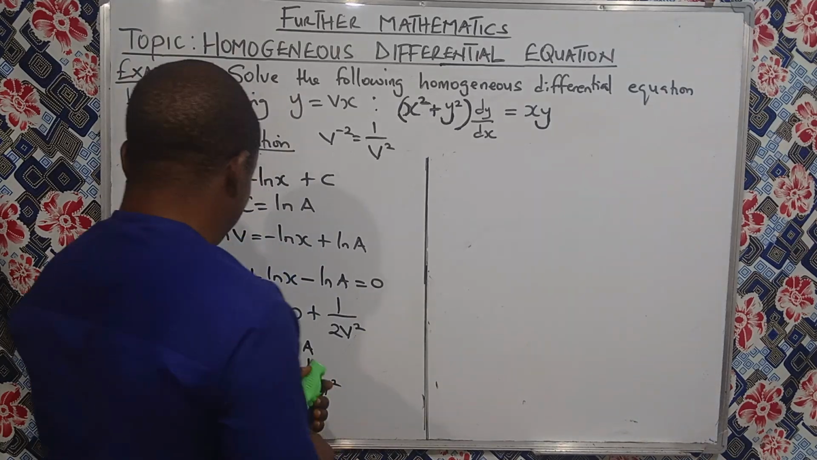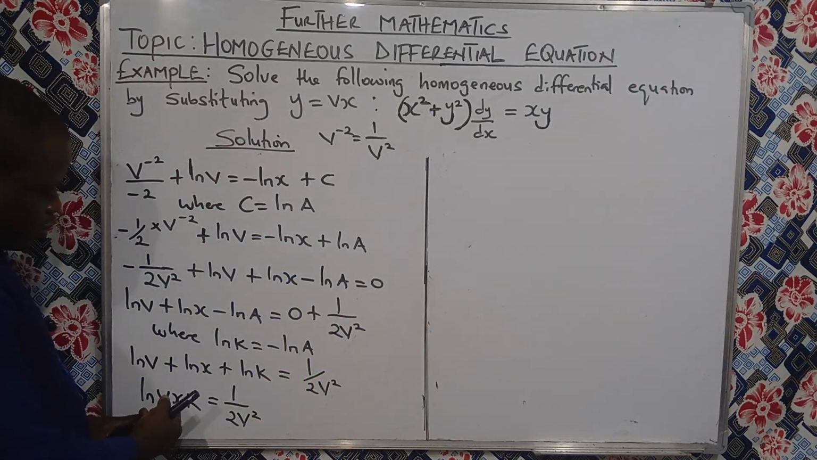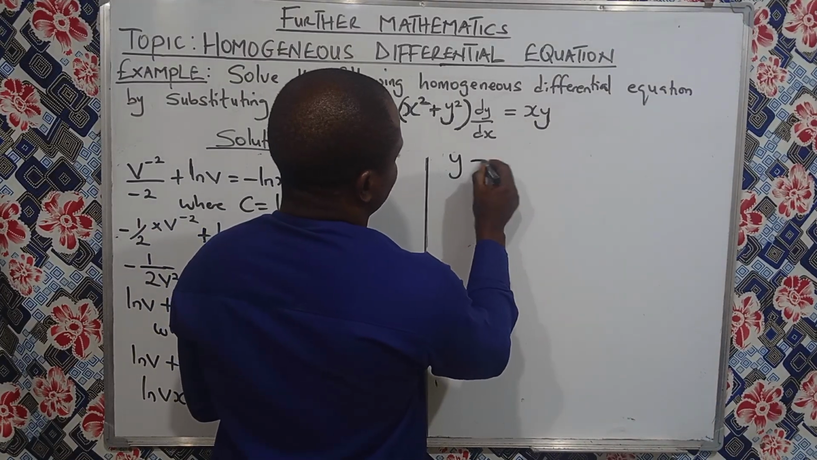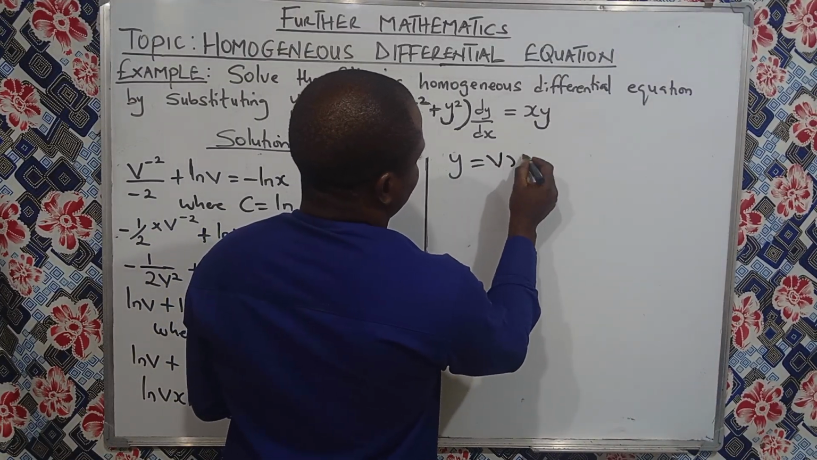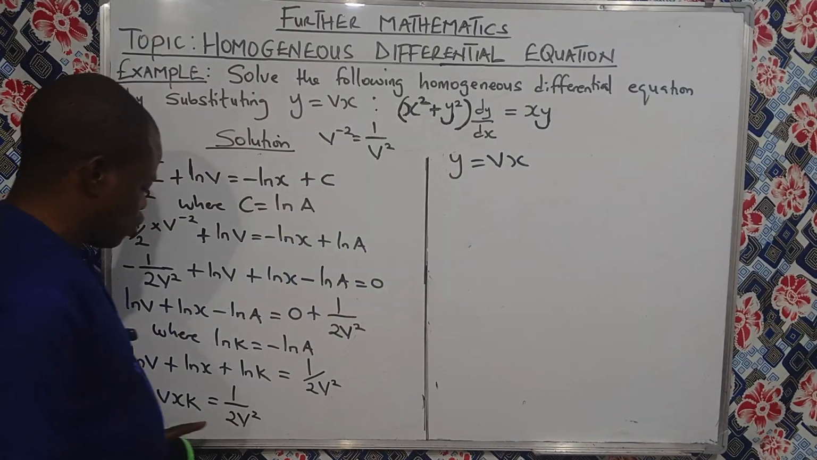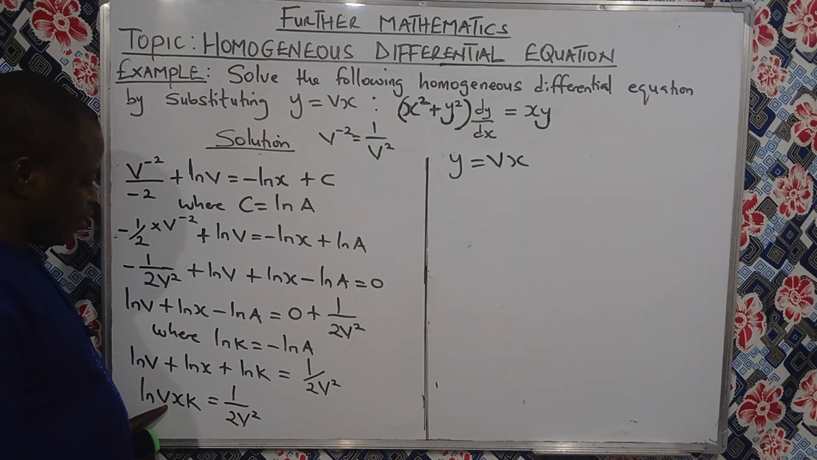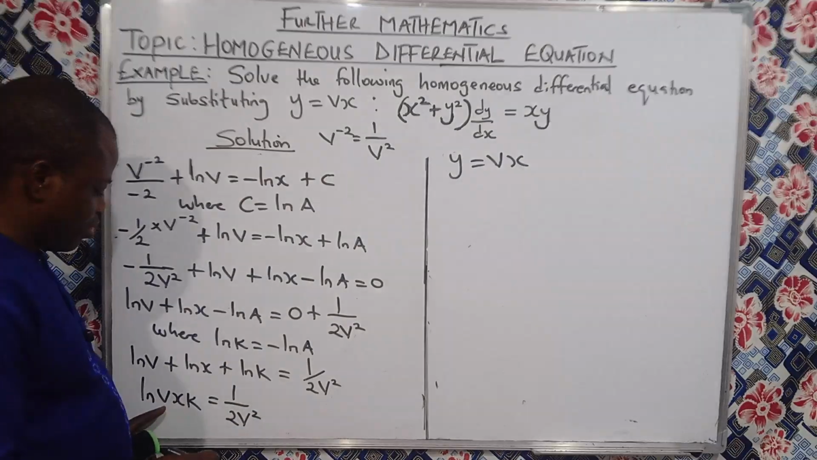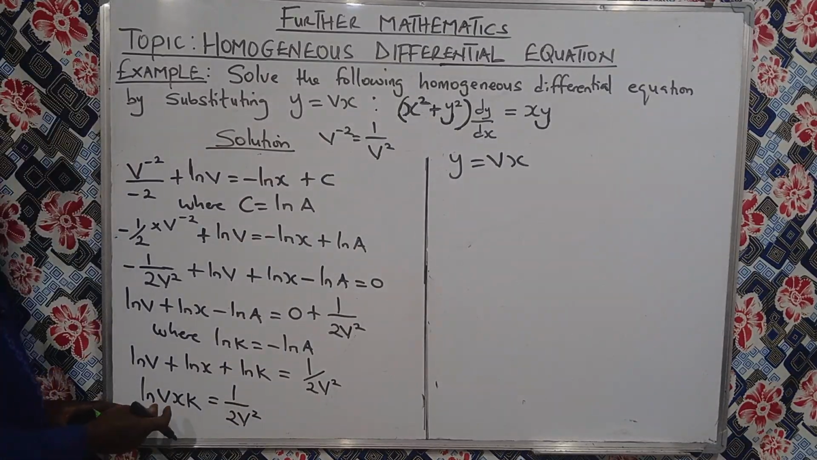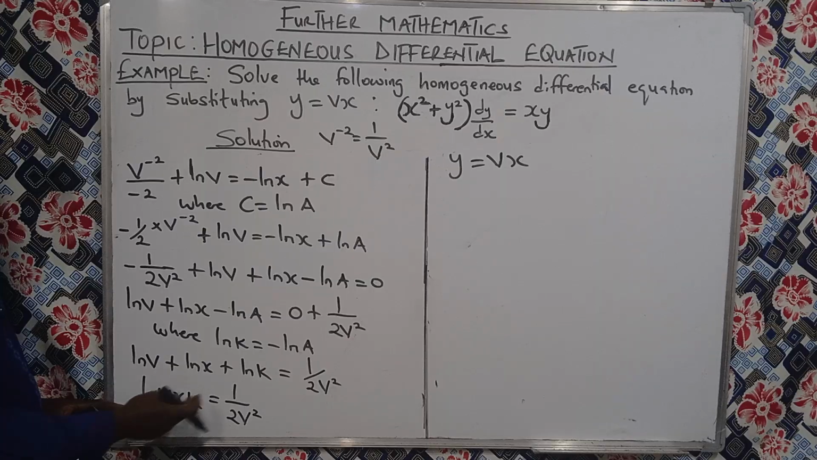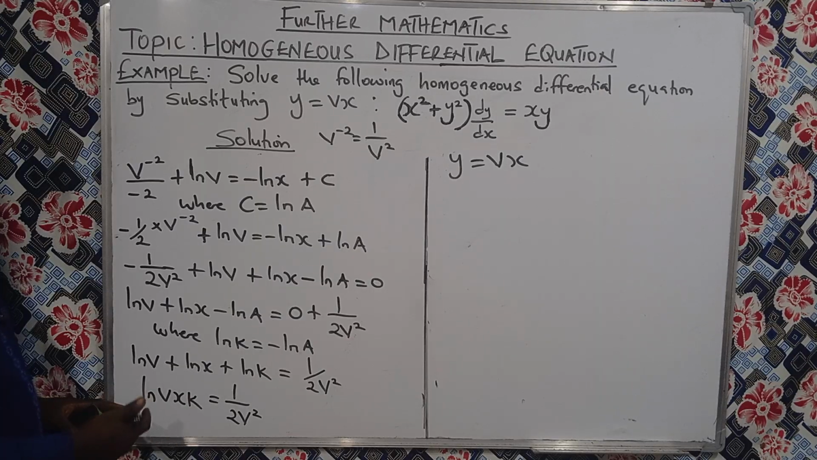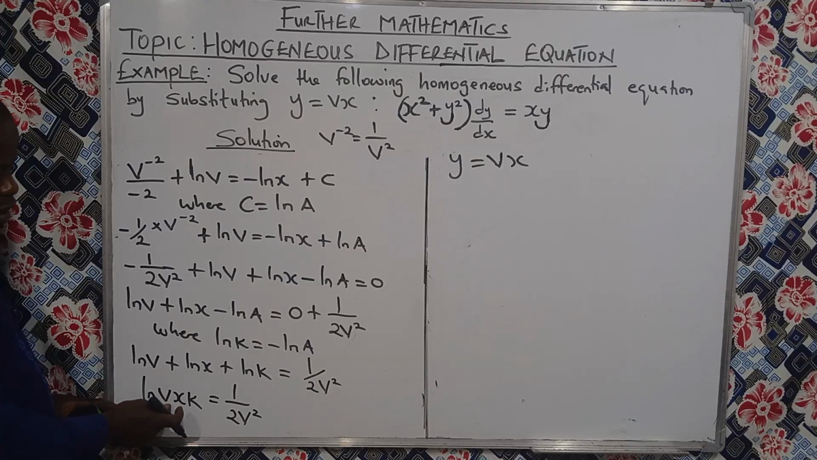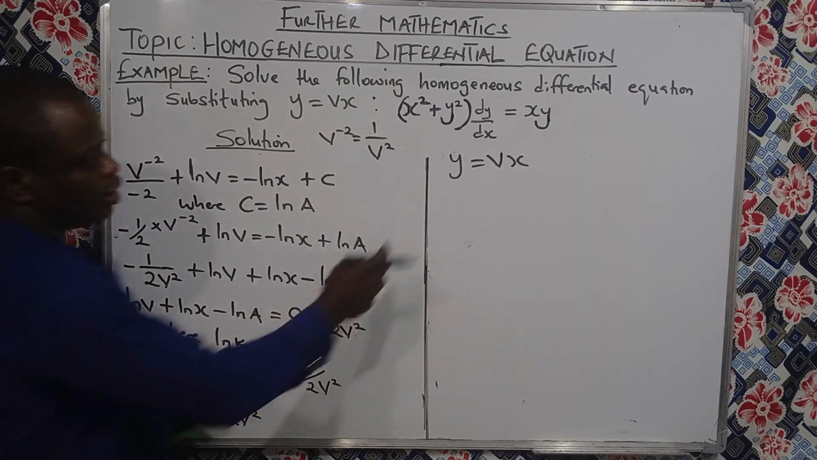Now, when you get to this point, don't forget that our y is equal to vx. Let's make v the subject of the formula, because we are going to replace our v back. It has to be in terms of y and x. Now replace, because all this v is from when we made the assumption. Is that okay? When you do some replacement, that's when we have it as v. We want to replace it back.